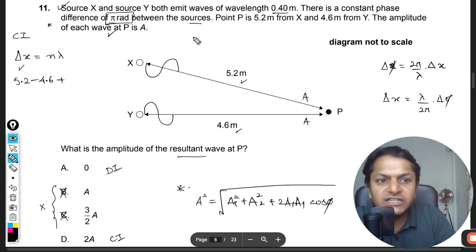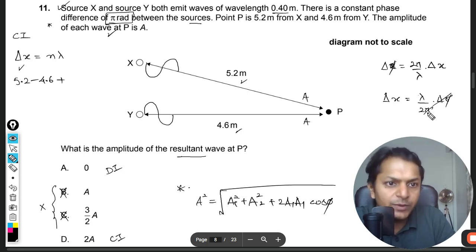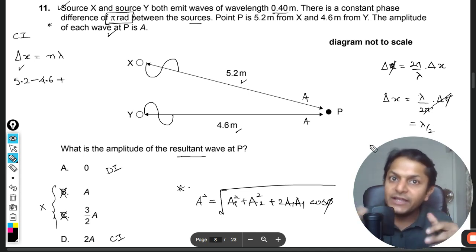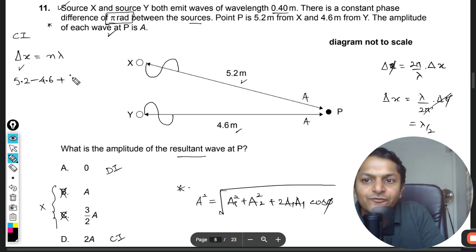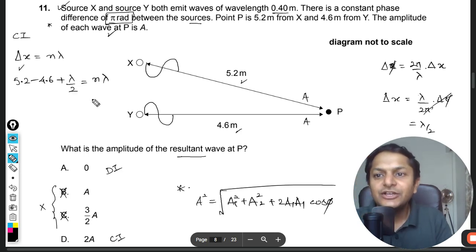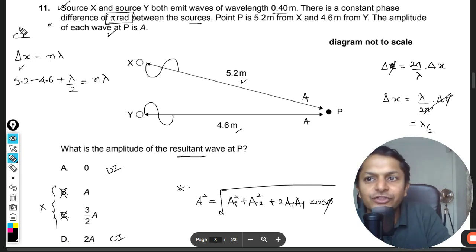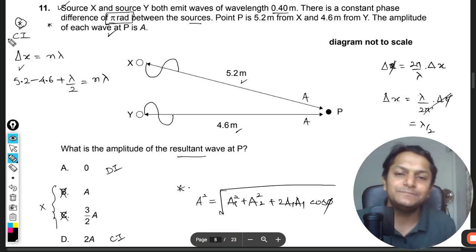So the phase difference is given as pi. I substitute this value, so this pi and this pi get cancelled out. It is coming out to be lambda by 2. So I have to substitute lambda by 2 here, and then it will be equal to n lambda. So this becomes the condition for the constructive interference to happen.